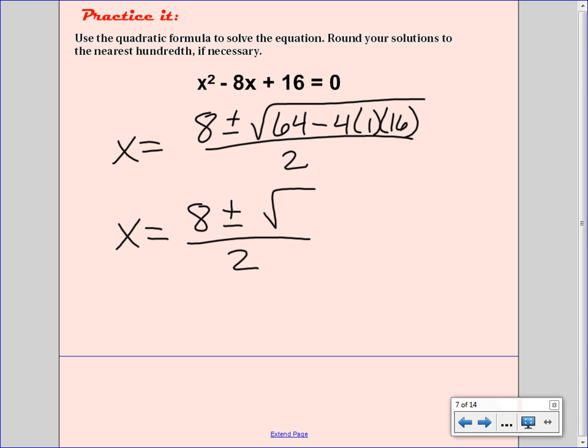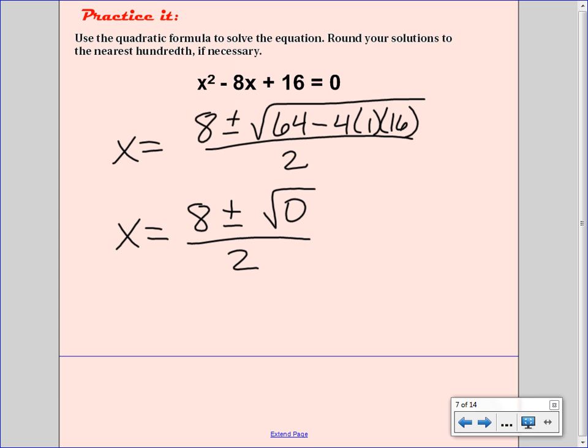Am I doing this right? What do you have under the radical sign? 0. What is 4 times 1 times 16? 64. Okay, so we got 64 minus 64? That's 0. Can we take the square root of 0? Well, you can, but it's 0. What is the square root of 0? 0. Okay. All right.